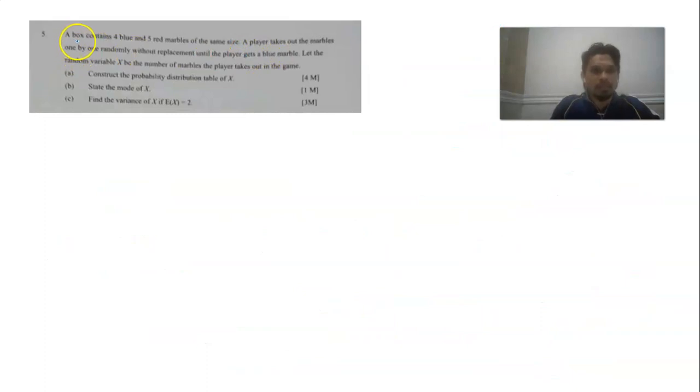A box contains 4 blue and 5 red marbles of the same size. A player takes out the marbles one by one randomly without replacement until the player gets a blue marble. Let the random variable X be the number of marbles the player takes out of the box. Class, so a box contains, let's say this is a box.